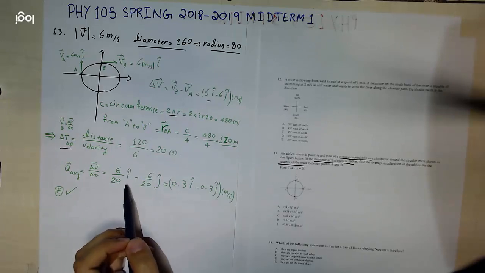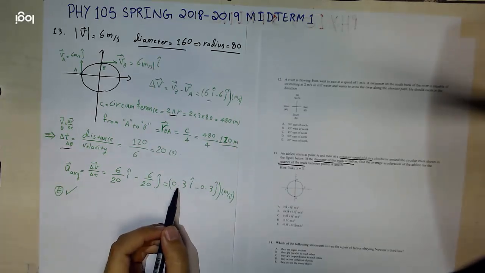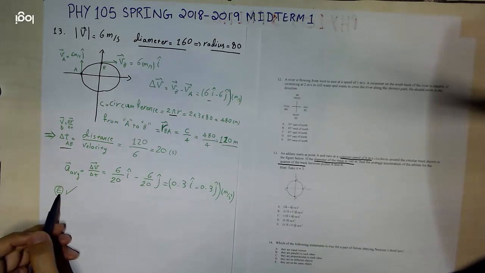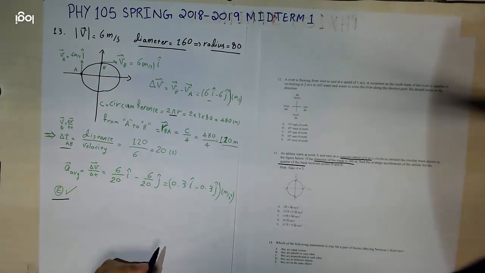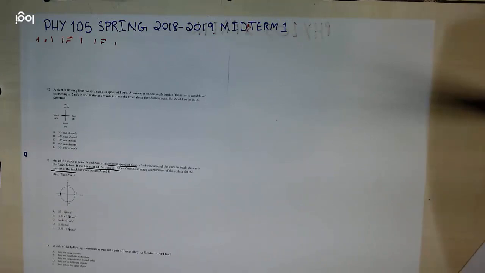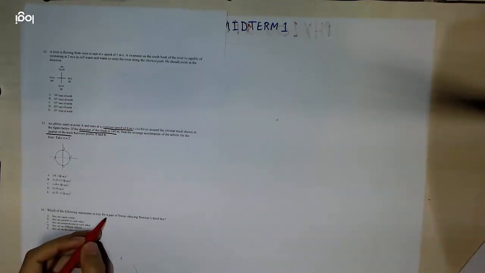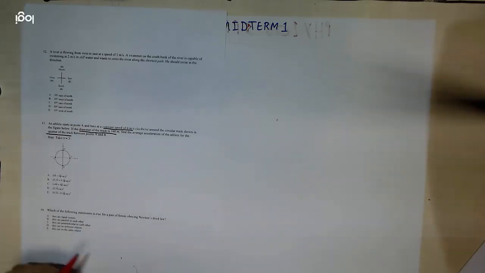So our answer is equal to 0.3i minus 0.3j. The choice is E for this question. Okay, let's continue with question 14, which asks which of the following statements is true for a pair of forces obeying Newton's third law.